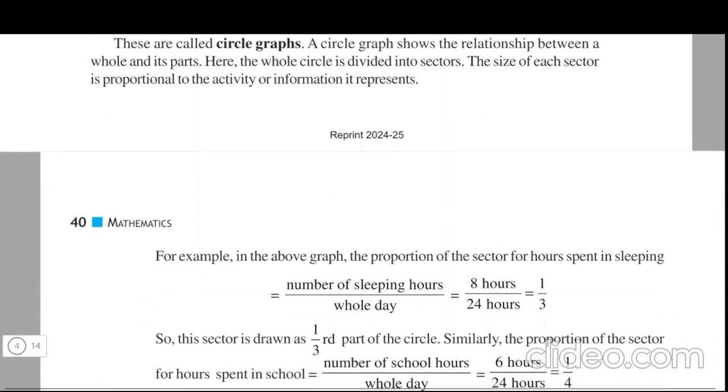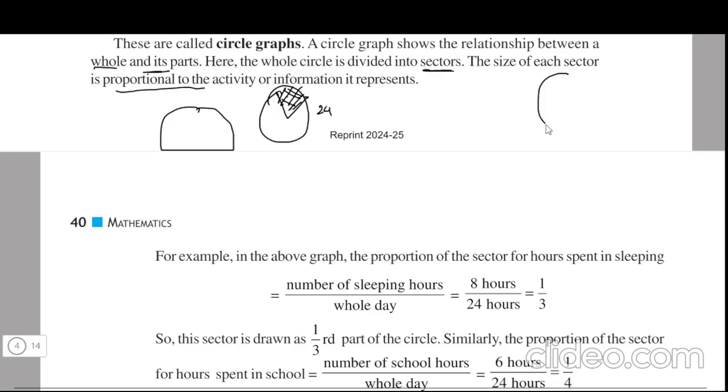These are called circle graphs. A circle graph shows the relation between the whole and its parts. So it gives an idea of the whole. Suppose the whole division of the day is 24 hours. How much part are we using for sleeping? The whole circle is divided into sectors. The size of each sector is proportional to the activity or information. In the case of population, you saw that the population was 50,000 for the age group between 15 to 60, so this area was also around 50% of the area it has captured in the representation.